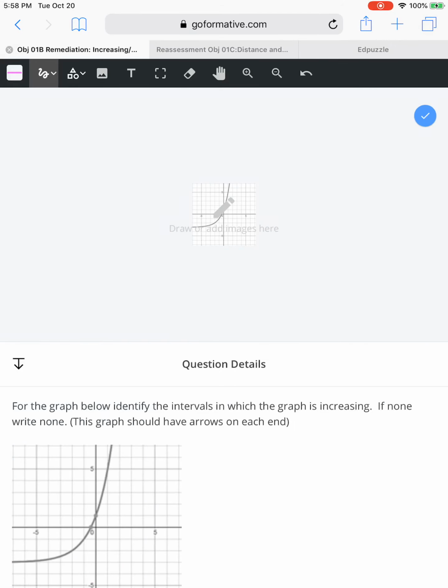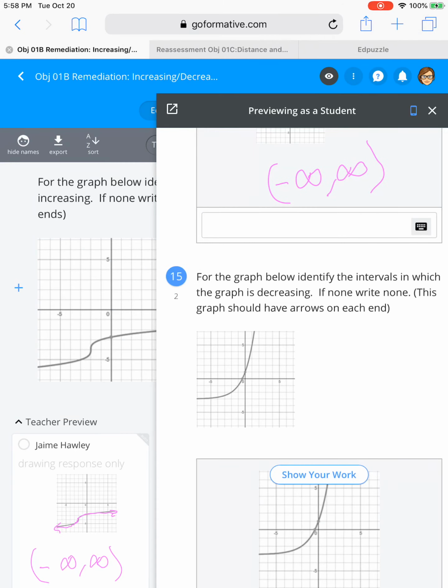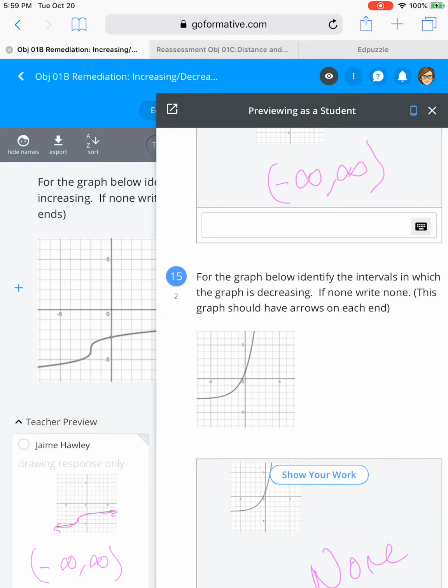Increasing, decreasing for this one. This is always increasing. It's increasing from negative infinity to positive infinity. So it just keeps increasing. This one right here, it does not decrease, so we write none.